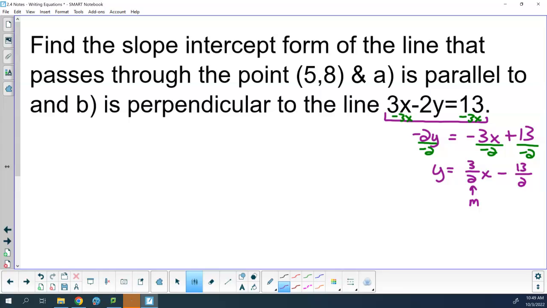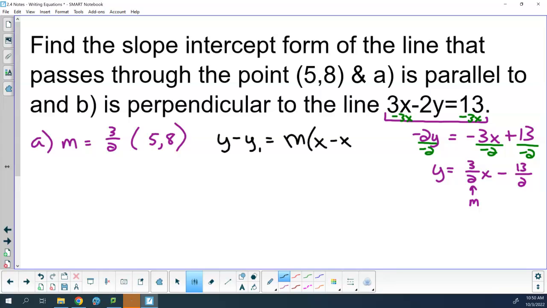Now in part A, it said that we need to be parallel to that. So in part A, what is my slope going to be? 3 halves, because it's parallel. And I'm going to go through the point (5, 8). So that's going to be y minus y sub 1 equals m times x minus x sub 1.